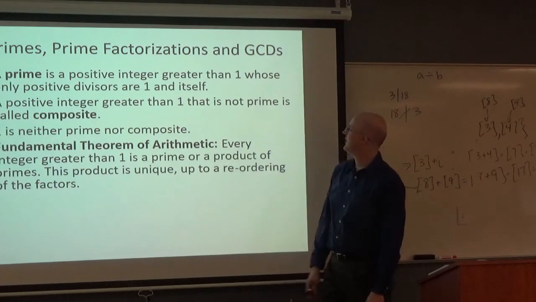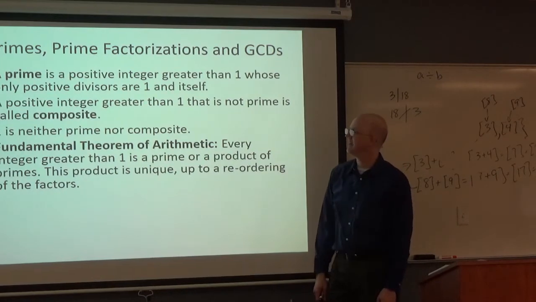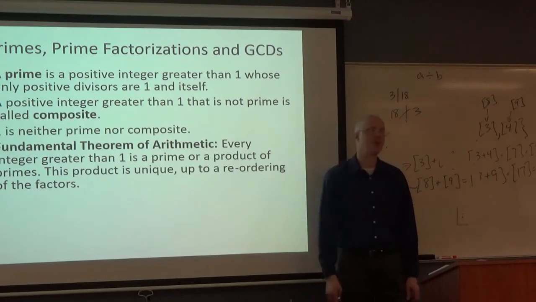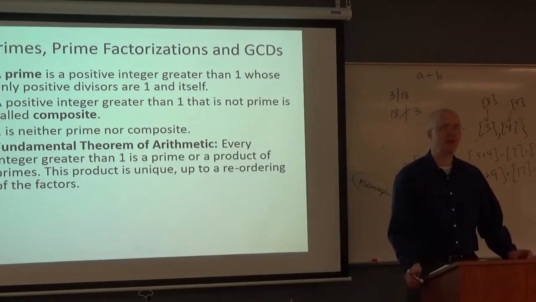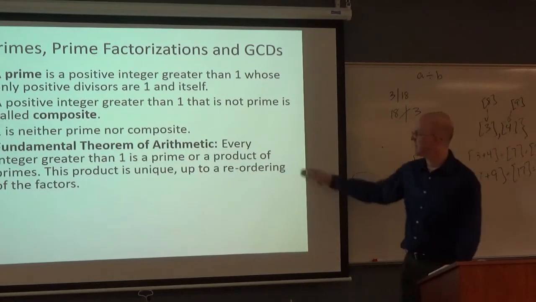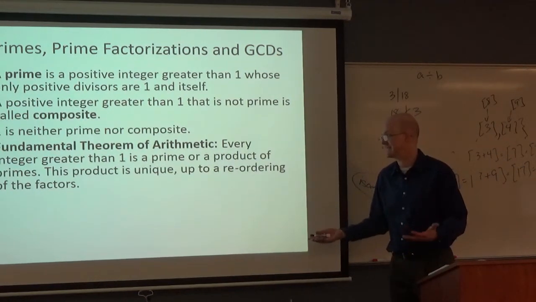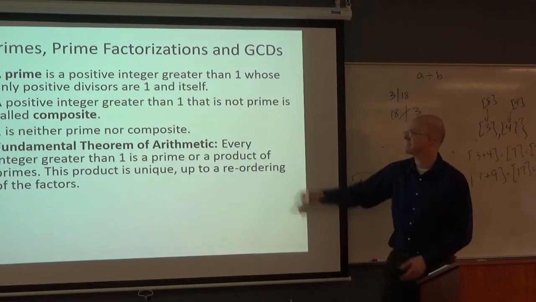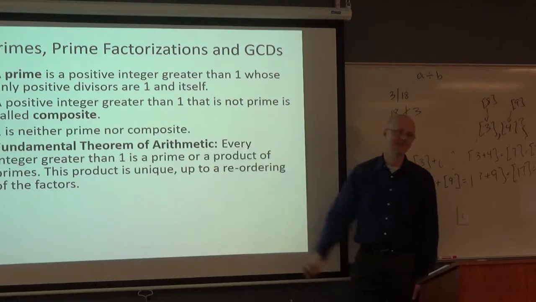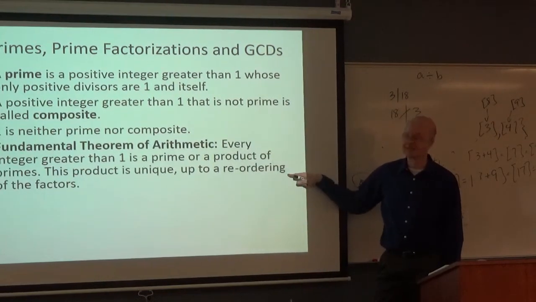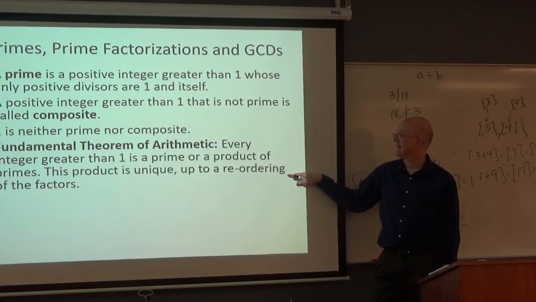A positive integer greater than 1 that is not a prime is called a composite, and officially speaking, 1 is neither prime nor composite. The reason you say 1 is neither prime nor composite is so the Fundamental Theorem of Arithmetic is easier to state. So this is much easier to say. You could modify it if you counted 1 to be prime or composite, but it would be much more wordy.